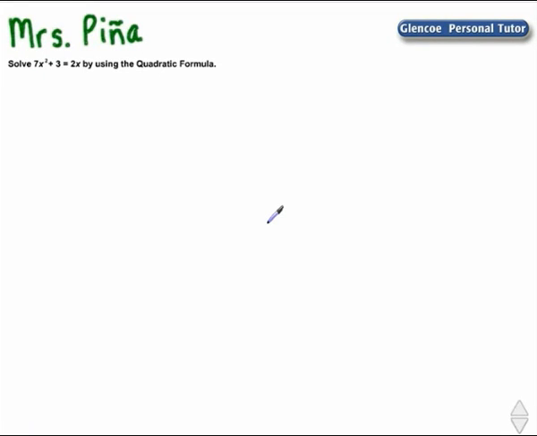This is Mrs. Pena. We're going to find complex roots. Solve 7x squared plus 3 equals 2x by using the quadratic formula. In order to use the quadratic formula, we need to set our equation equal to 0 so that we have a 0 on one side.